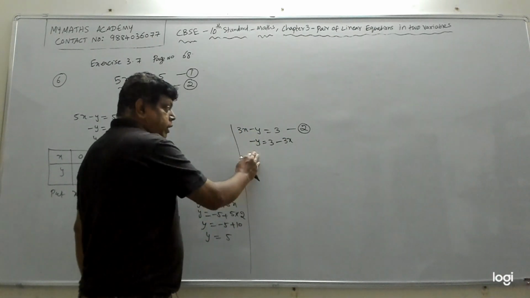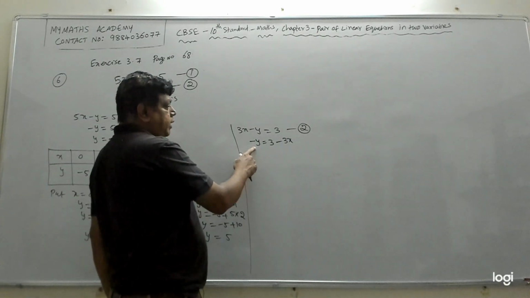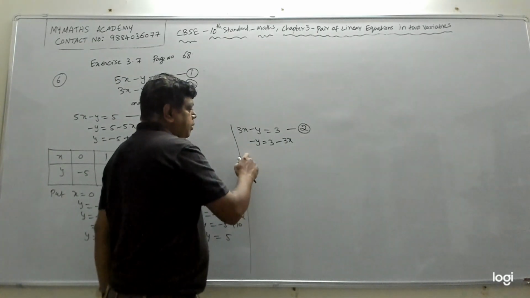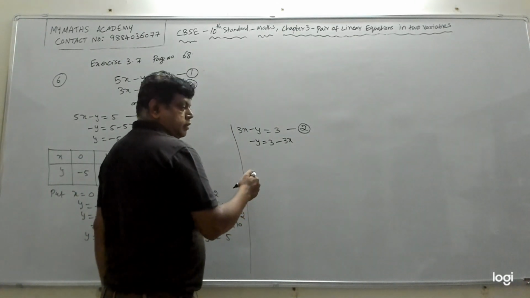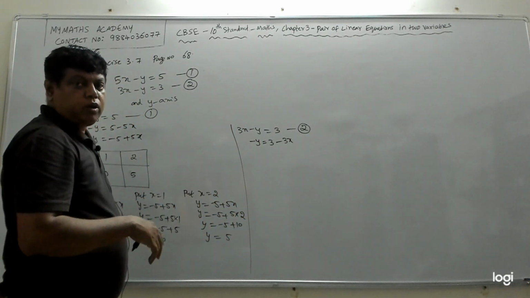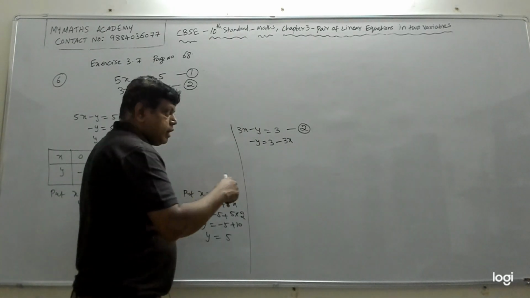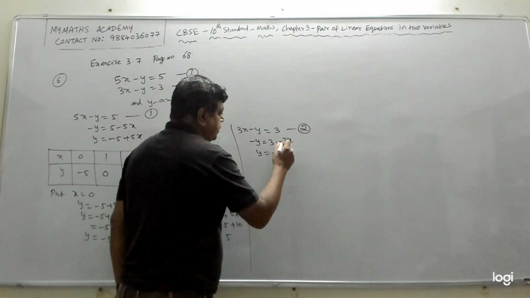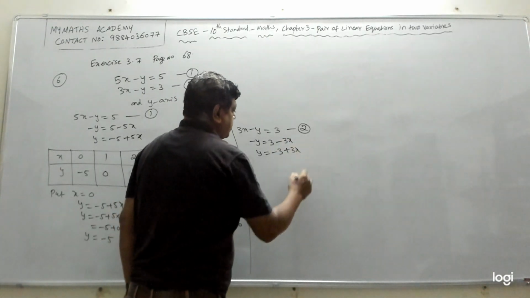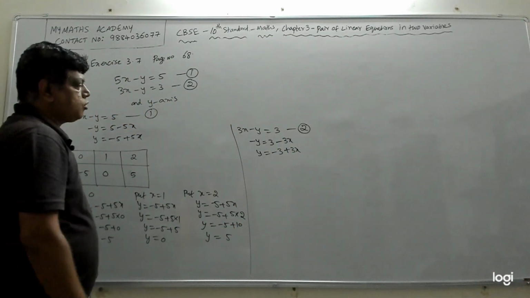We have to get only y here, which means I cannot have minus. So you multiply throughout by minus 1 or divide by minus 1, which means we will change the sign throughout. That is the meaning of dividing by minus 1 or multiplying by minus 1, which means every sign will change. So minus y will become plus y, 3 will become minus 3, minus 3x will become plus 3x. So y we have got like this.